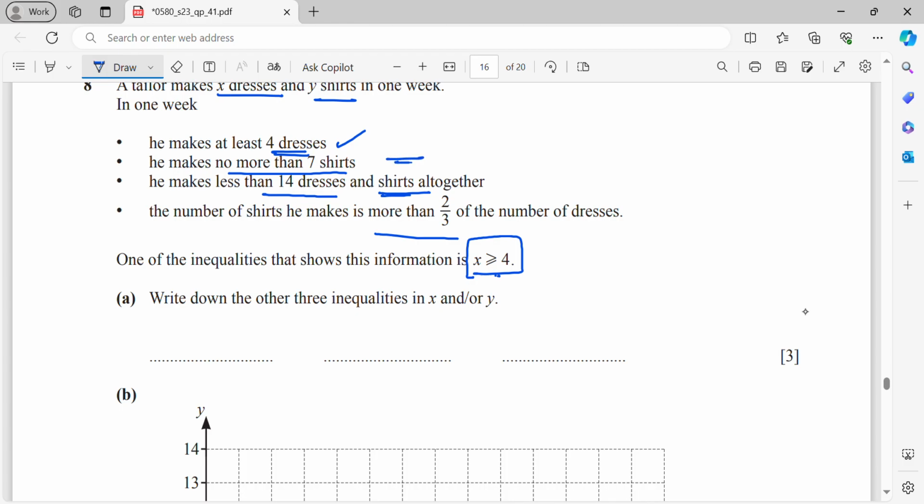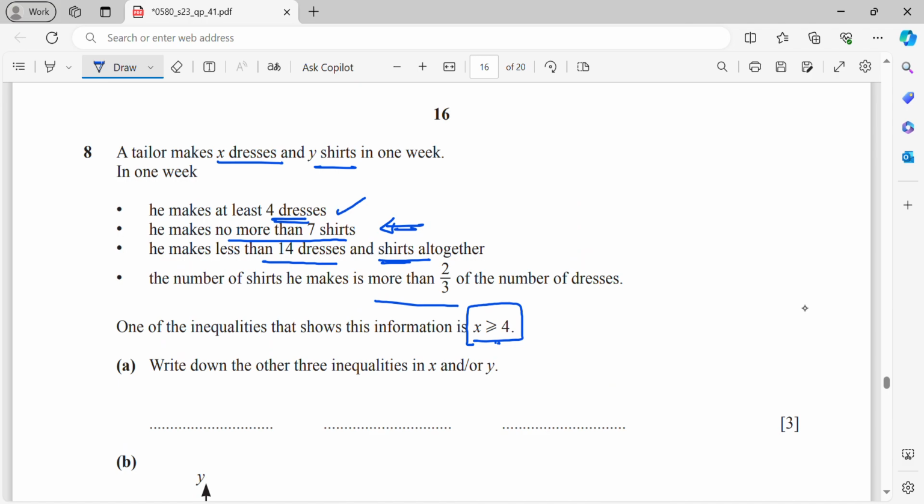Okay, now the second one, we know that X means dresses, Y is shirts. So no more than 7 shirts means that it is Y less than or equal to 7, can be up to 7. He makes less than 14 dresses and shirts all together means that dresses plus shirts is less than 14. The number of shirts, which is the Y, is greater than 2/3 of the dresses. So Y is greater than 2/3 of dresses, which is X. So these are the 3 inequalities.